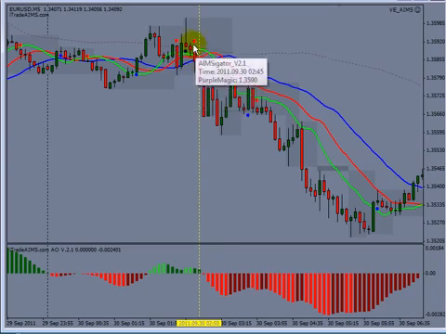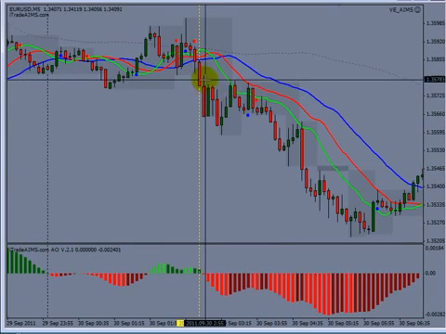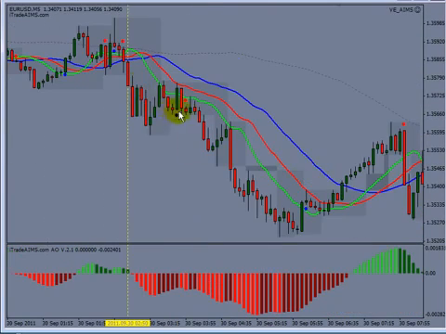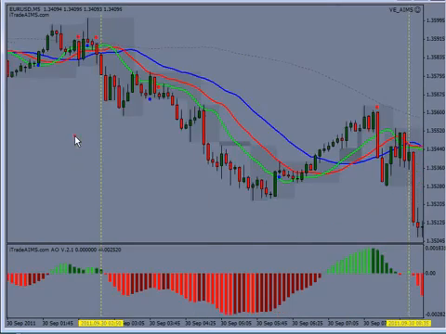See here, the alligator is asleep. You'd go short here, all the way, and all the way here you will exit. So that's the alligator.